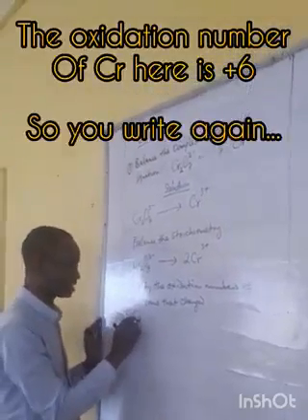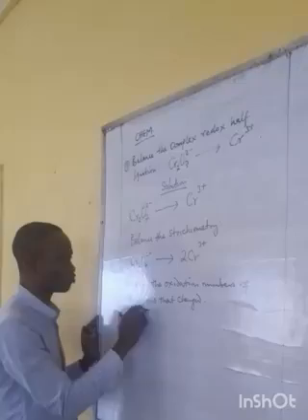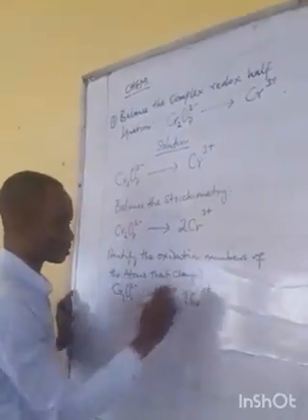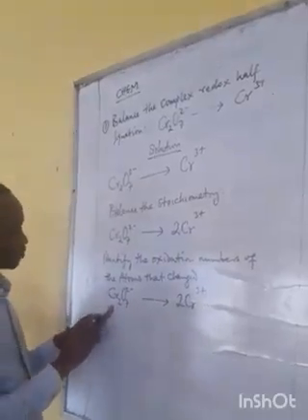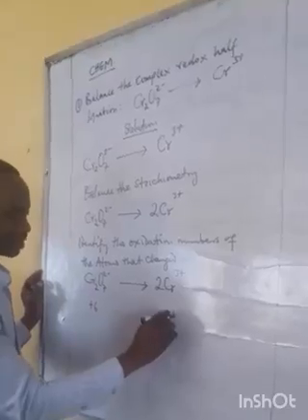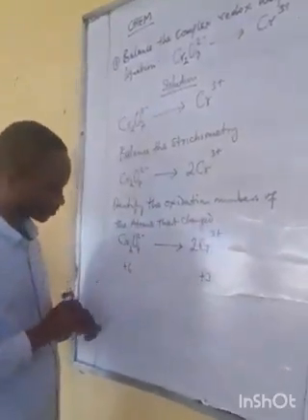So we write again Cr2O7 2 minus to afford 2Cr3 plus. The oxidation number of chromium here is +6, and that of chromium here is +3, which is equal to the charge.